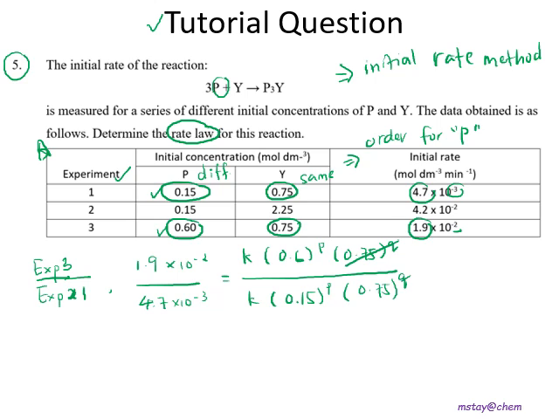So this one can be cancelled out. k and k also can be cancelled out. So press the calculator. I think you will get 4 equal to 4 to the power of P. So that means P equals 1.